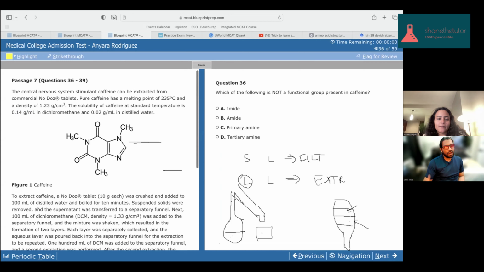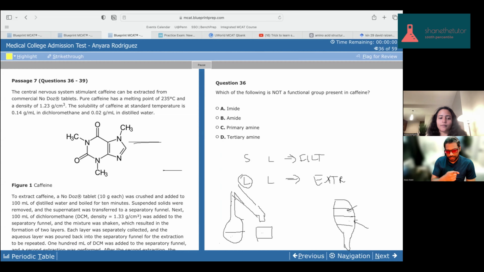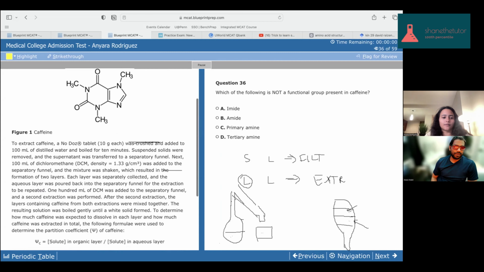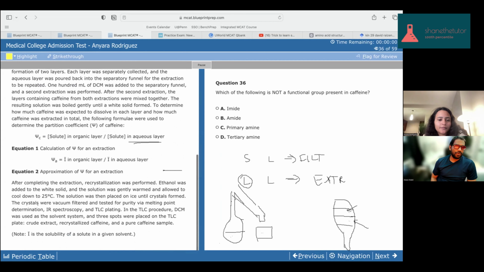Most of the time they may not give you that, but you did a good job both in being able to determine that from the figure and noticing that. So good job there. Okay, let's go back down. So yeah, solute in organic layer over solute in aqueous layer.